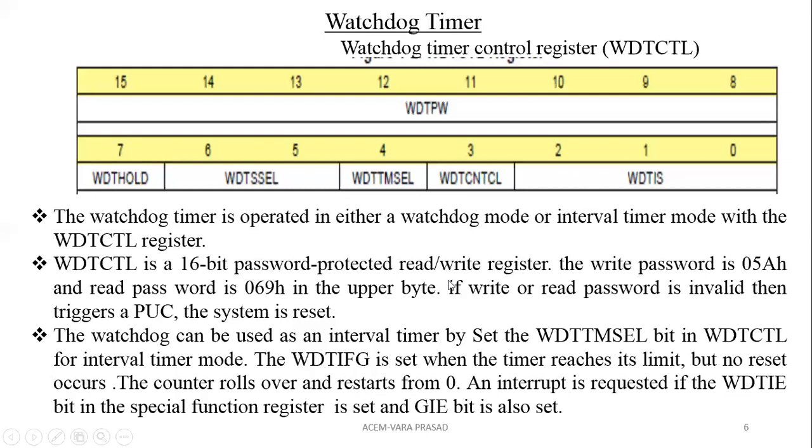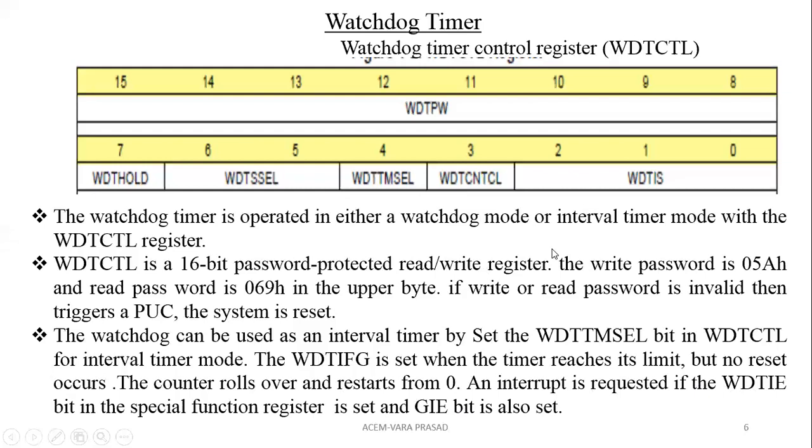And this watchdog timer is also used to generate an interrupt by using register bits in the watchdog timer IE register. IE means interrupt enable register, as well as GIE. GIE means general interrupt enable bit, which is in the SR register. That is the general interrupt enable.